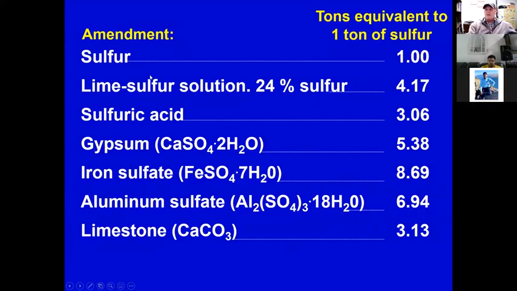So there's a bunch of different sulfur sources. We've got elemental sulfur, and this is what we call an equivalent ton. So sulfur, we call it a 1. And then there's other things that are actually more efficacious than just plain old elemental sulfur. But again, these things tend to be more expensive. So you can add sulfuric acid, gypsum, but you have to add quite a bit more to get the same effect as 1 unit of sulfur.